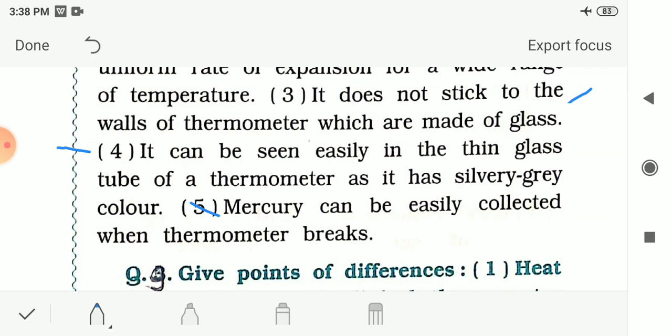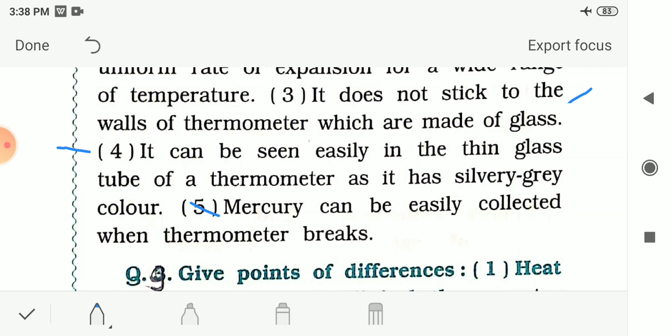In that, the first one is that it remains in its liquid state for a wide range of temperature. The next is its property of expansion, so it has the expansion property for a wide range of temperature. Next is non-stickiness. It does not stick to the walls of the thermometer, which are made of glass. The next reason is its color, that is silvery gray.